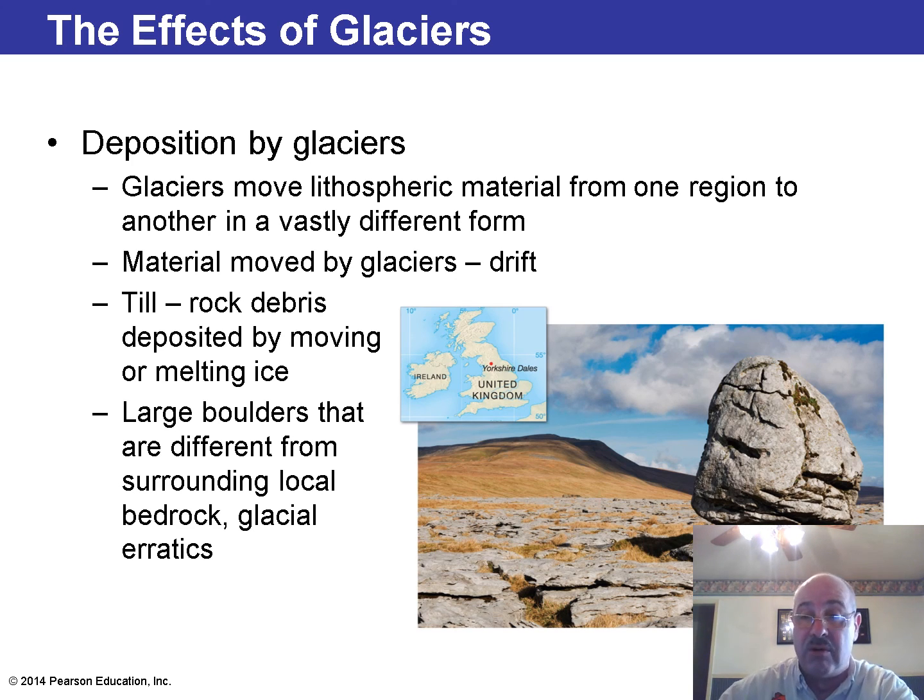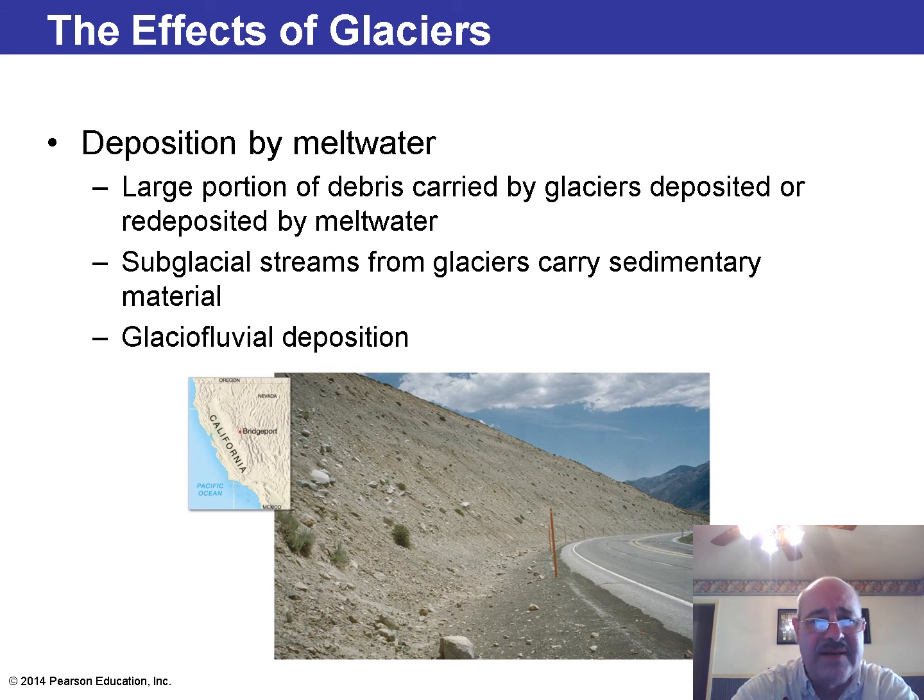But again, still cool. All right, deposition by meltwater. A large portion of debris carried by the glacier is deposited or redeposited by the meltwater, those meltwater streams coming out from below it. These subglacial streams from glaciers carry sediment and material. They're just like a regular river, right? And you've seen the one that was flowing in that previous picture, so imagine how much material.